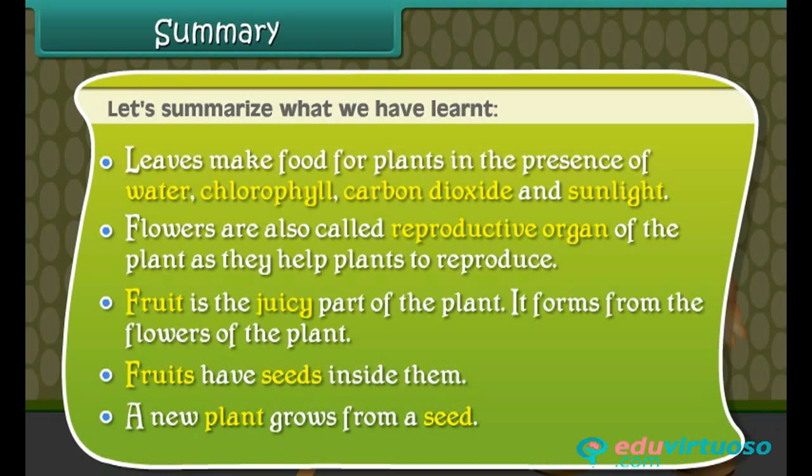Some stems also store food in some plants. Leaves make food for plants in the presence of water, chlorophyll, carbon dioxide, and sunlight. Flowers are also called reproductive organ of the plant as they help plants to reproduce. Fruit is the juicy part of the plant. It forms from the flowers of the plant. Fruits have seeds inside them. A new plant grows from a seed.